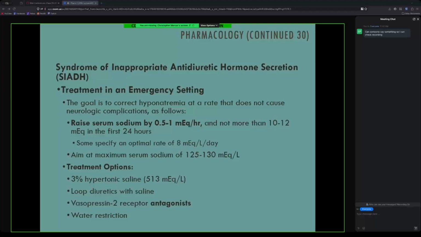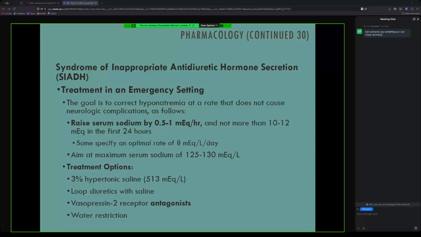So treatment in emergency setting, we're trying to correct the hyponatremia at a rate that does not cause those neurological complications. Unlike, like we said, not really treating the number in those emergency settings, we do have some specific criteria about how quickly we're going to raise serum sodium. And those are the bullets there in the middle of the slide, right?